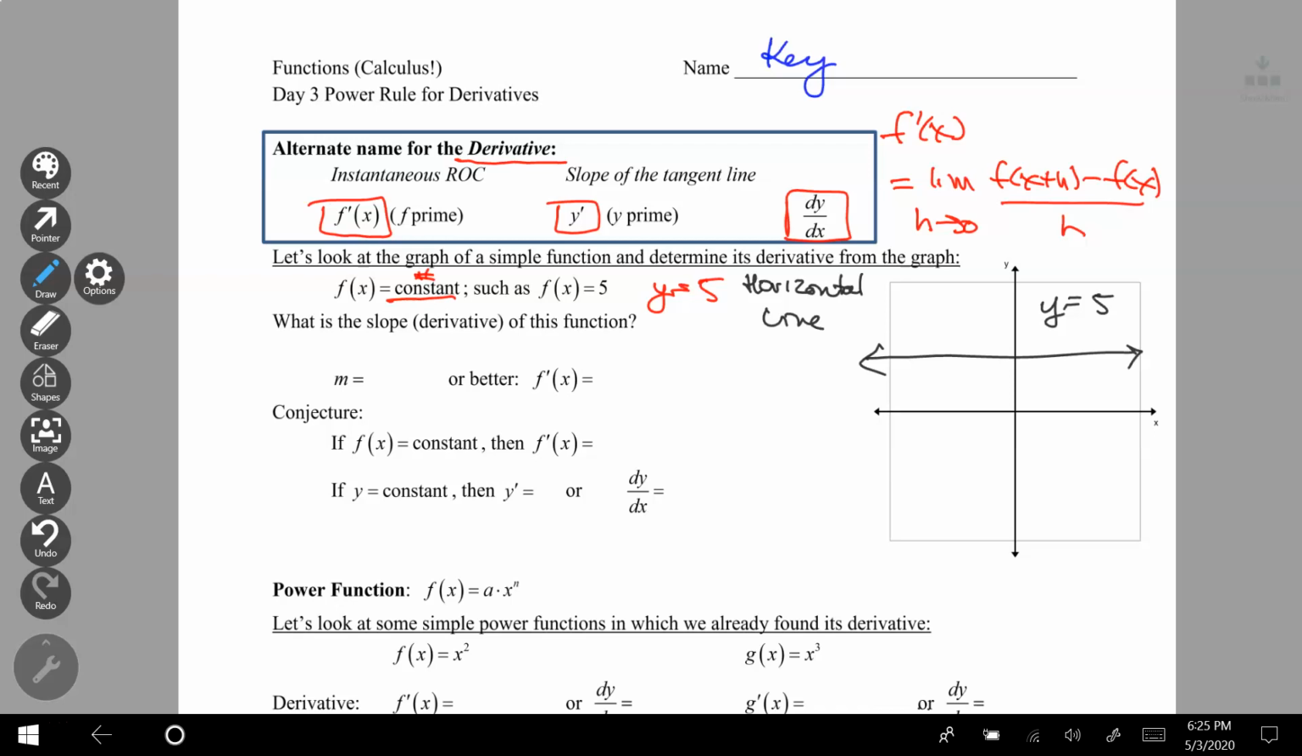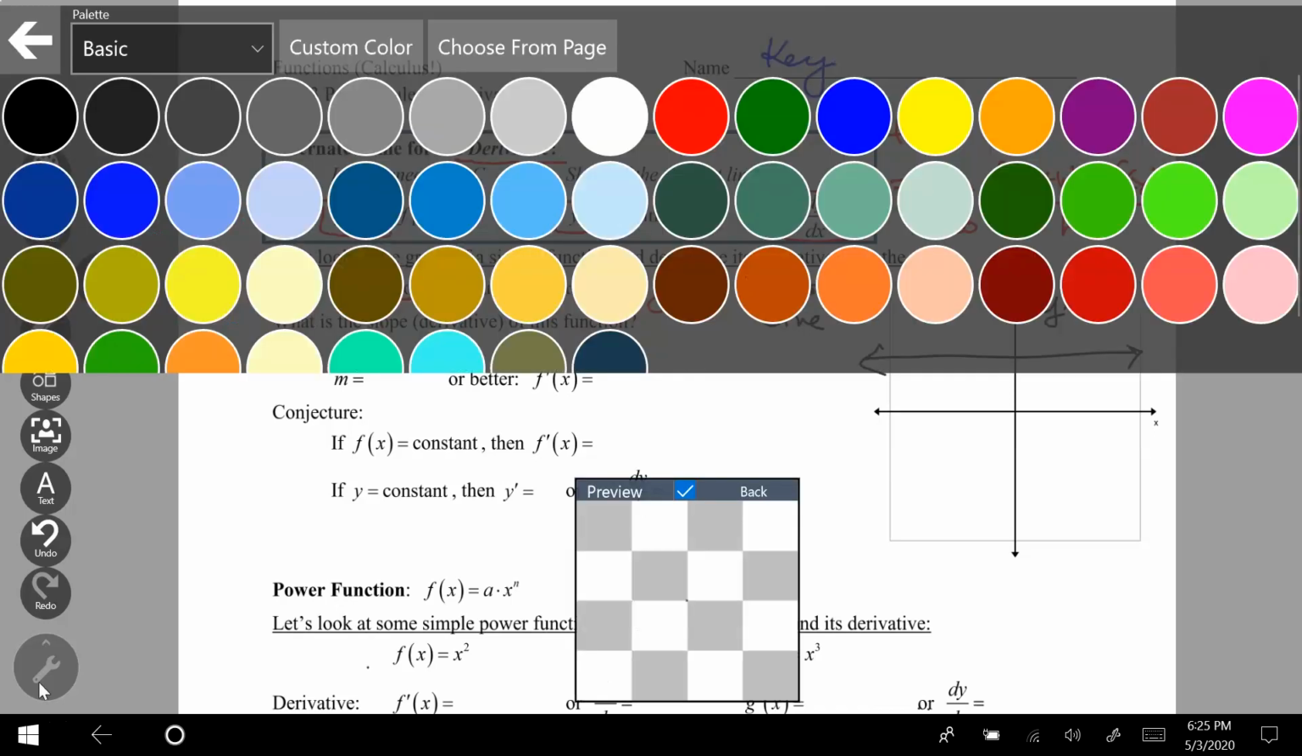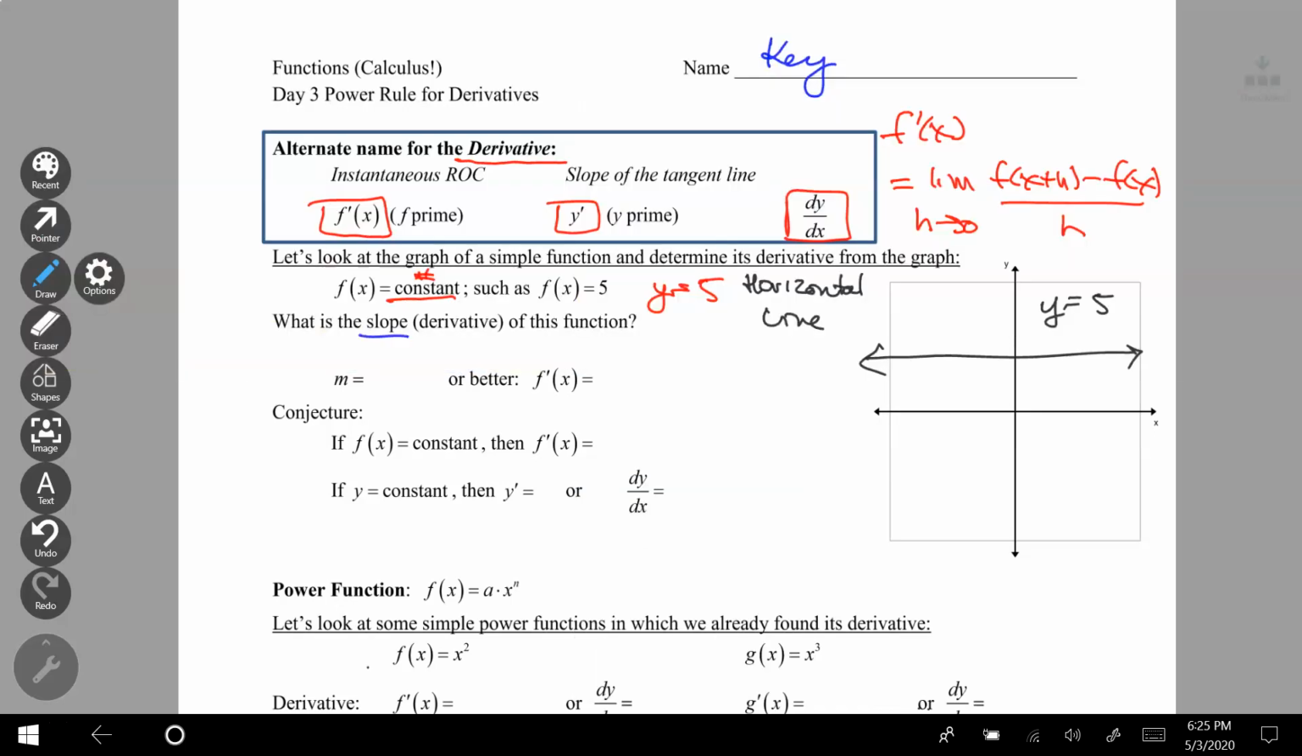Well, what's another word for derivative? That is slope. The derivative is like the instantaneous rate of change, or the slope at a point. So according to this model, our slope for this horizontal line is 0. That means my derivative is 0. That means anytime my function is equal to just a constant number, its derivative is 0, or y prime is 0, or dy over dx is 0.